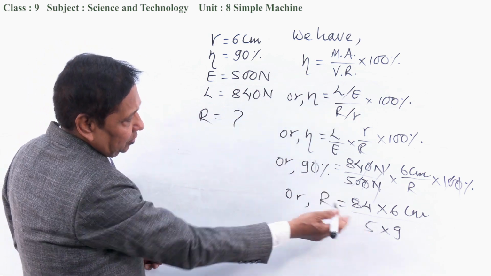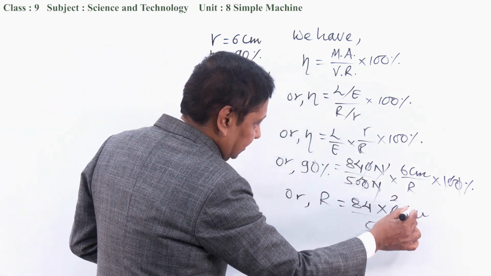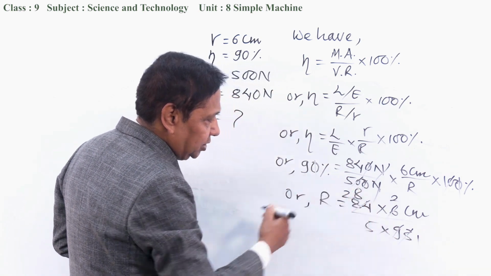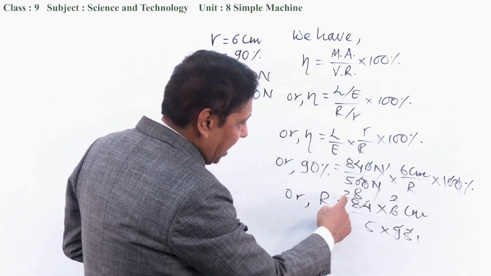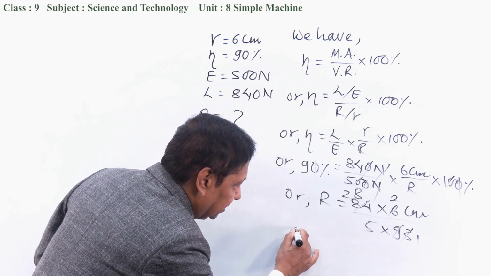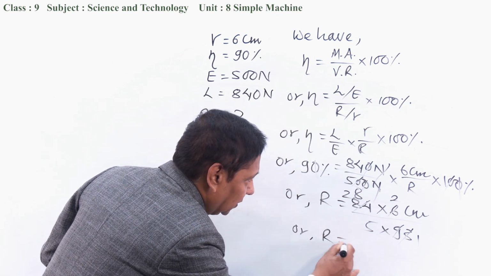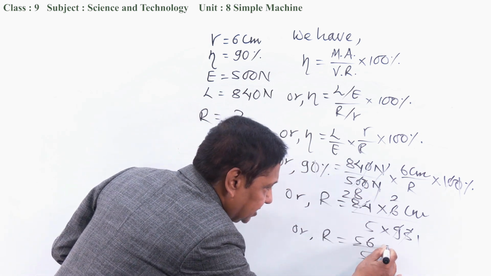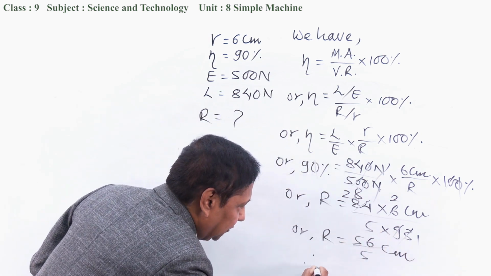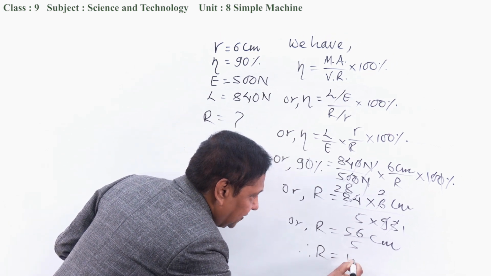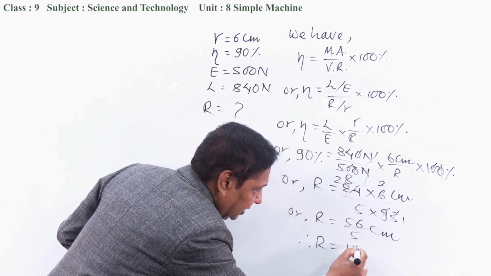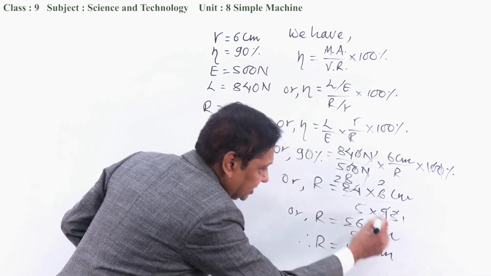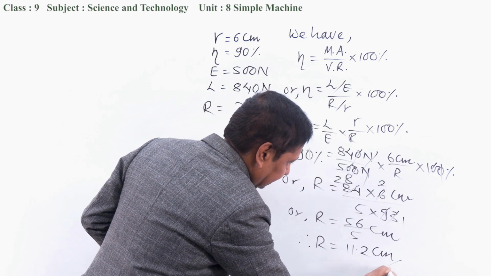9 is taken to denominator. And 3 2s are 6, 3 3s are 9, 3 1s are 3, 3 2s are 6, 3 8s are 24. Now what we have, 28 into 2 is equal to 56 divided by 5 centimeter. And therefore R is equal to 11.2 centimeter. This is our final answer.